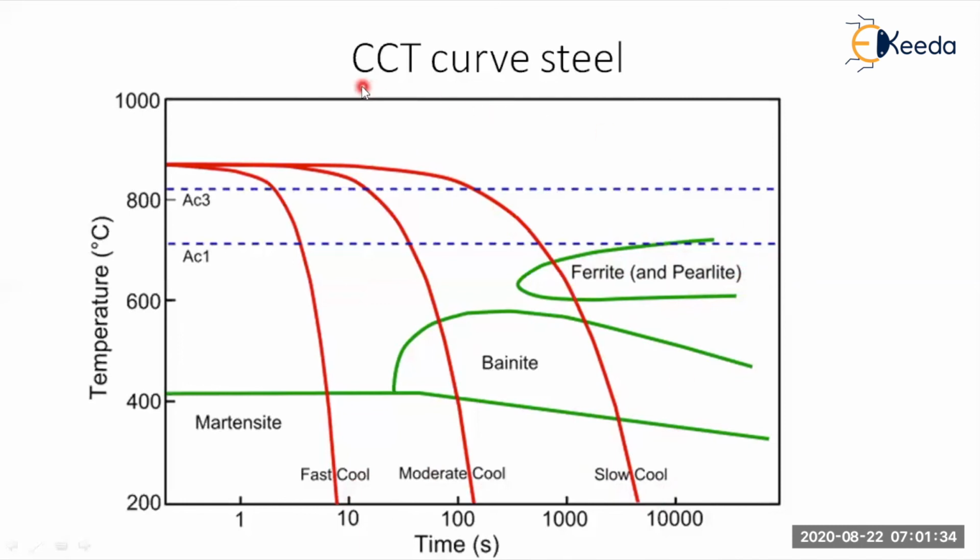So this continuous cooling transformation diagram represents the faster cooling. Due to the faster cooling, martensite is formed. Due to the moderate cooling, bainite is formed, and due to the slow cooling, the ferrite is formed. So this is the information from the CCT diagram.